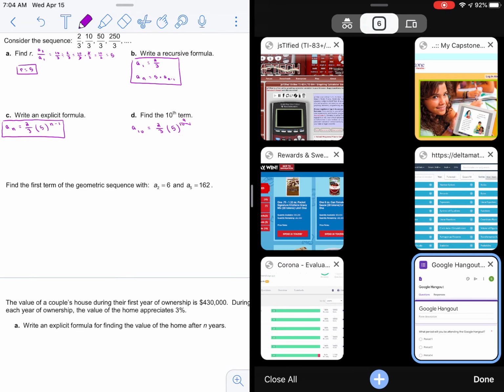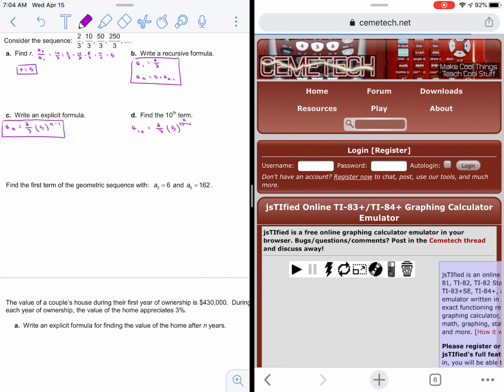Uh-oh, that's not what I want. Got a lot of things open.